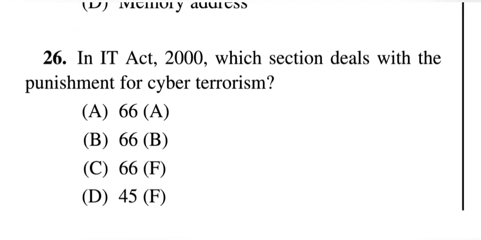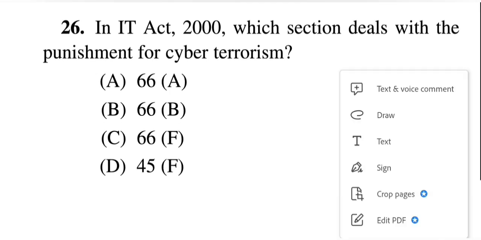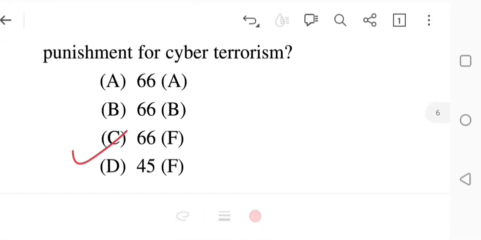Number 26, it says in IT Act, Information Technology Act 2000, which section deals with the punishment for cyber terrorism. Nowadays, cyber terrorism is growing, and due to the influence of internet, it is not going to end soon. It will grow. So the question is, in IT Act 2000, which section deals with the punishment for cyber terrorism? 66A, 66B, 66F, 45F. So correct is number C, 66F. Remember it. It will be pretty helpful for you.